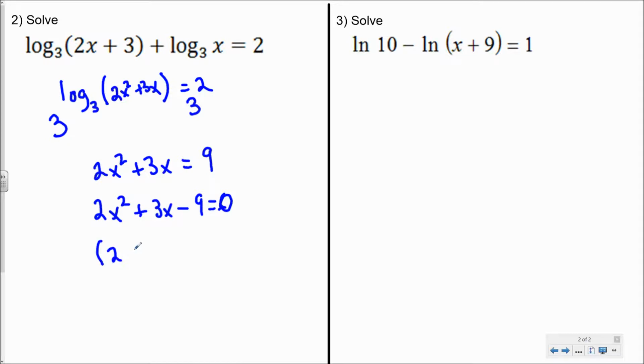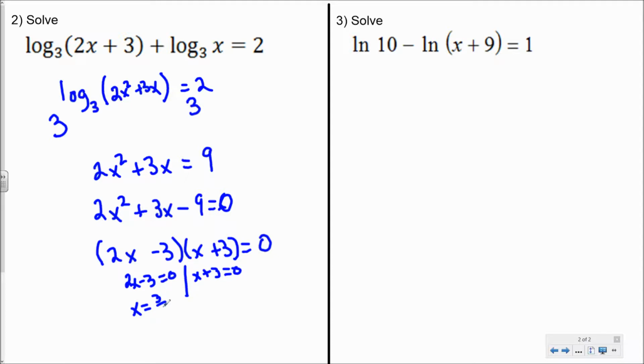This one, in fact, factors to 2x minus 3 times x plus 3, which tells me that either 2x minus 3 equals 0, or that x plus 3 equals 0, which occurs when x is 3/2, or negative 3. So I get two solutions, 3/2 and negative 3.